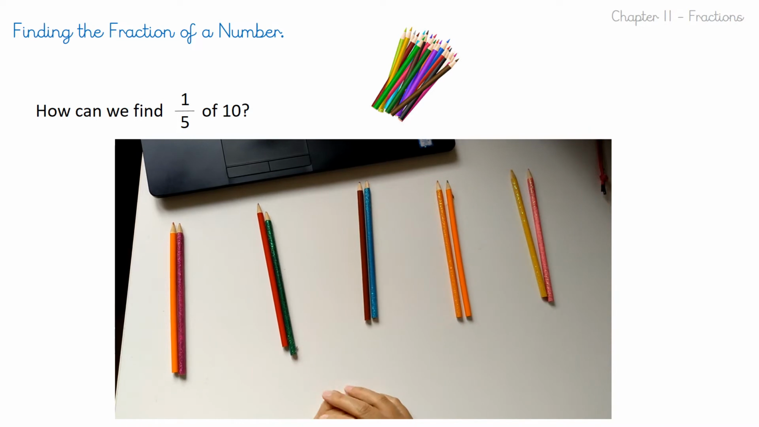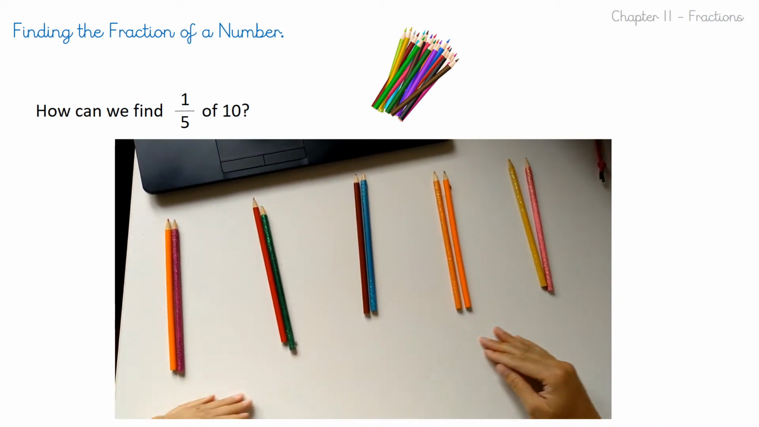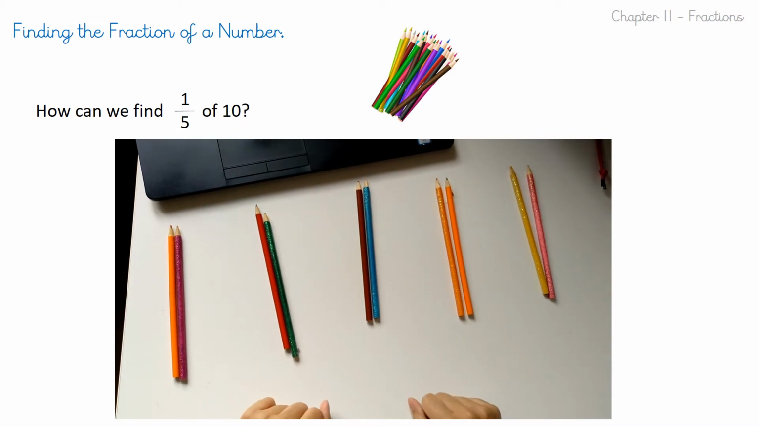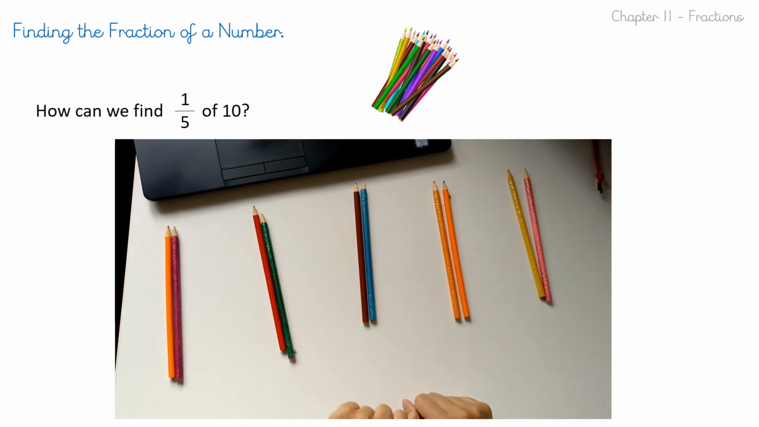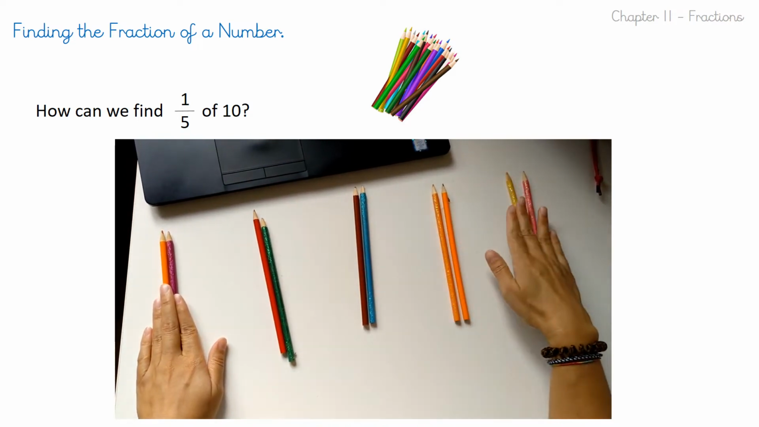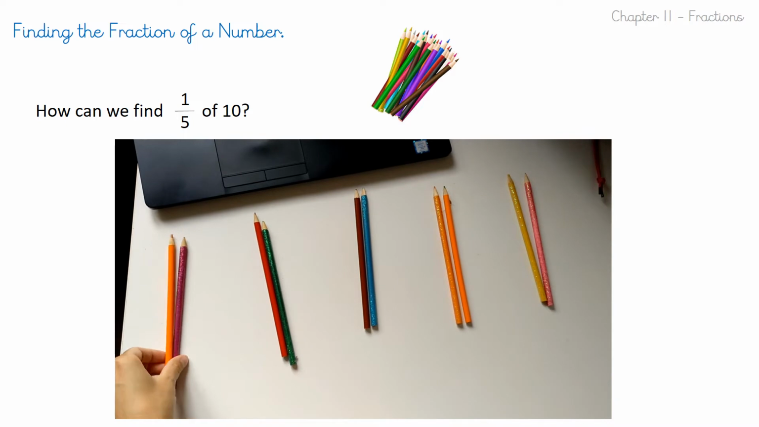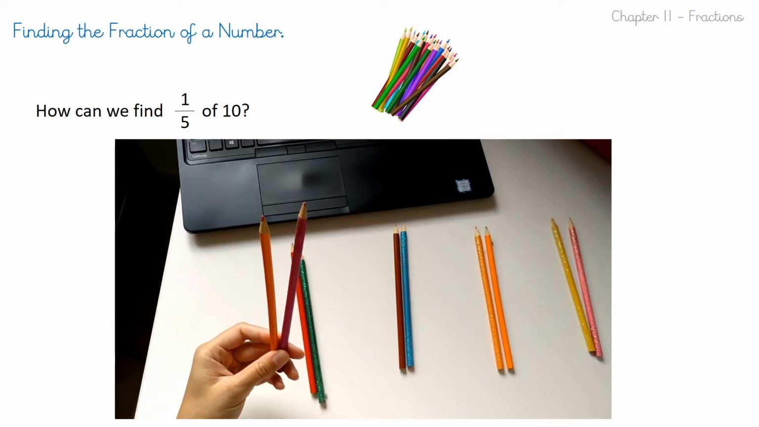What is 1/5 of 10? I can clearly see here, and by looking at the fraction, that I only need to count one part out of 5. So if I only count one part out of the 2, 3, 4, 5 parts that I've got, I can say that 1/5 of 10 is 2.